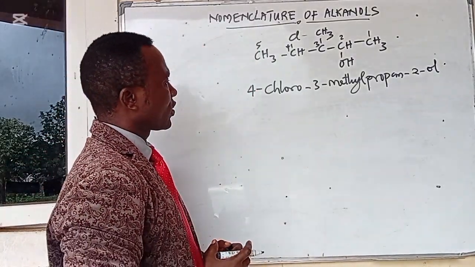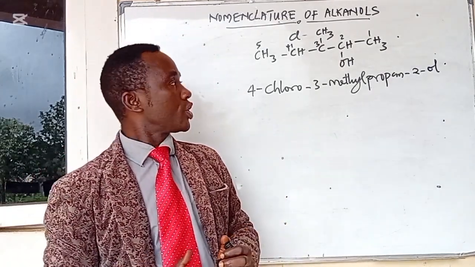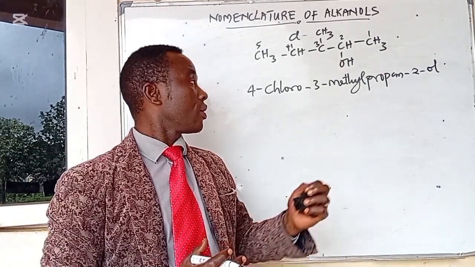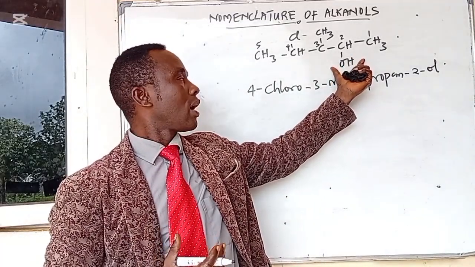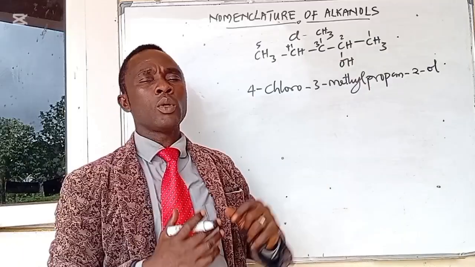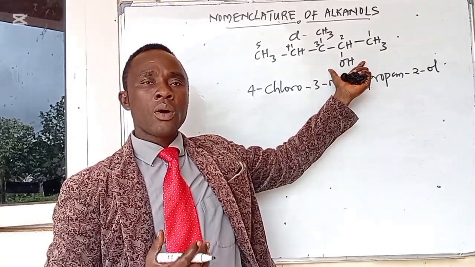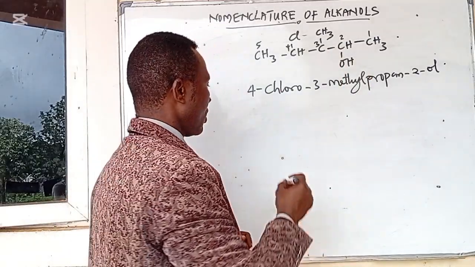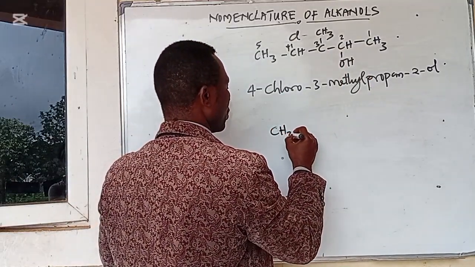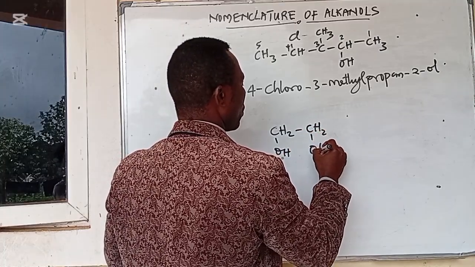Now, once again, we can have a nomenclature in which there will be more than 1 hydroxyl group. That is polyhydric alkanols. Polyhydric alkanols will have more than 1 hydroxyl group. How do we name them? Let's say we have CH2OH, then you have CH2, then OH.